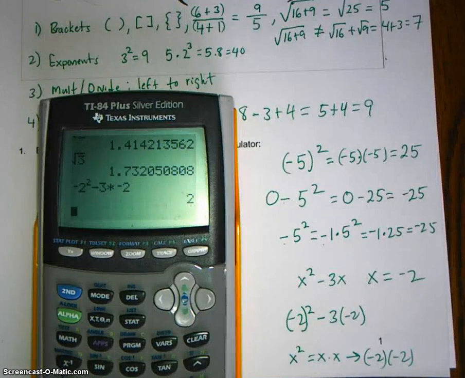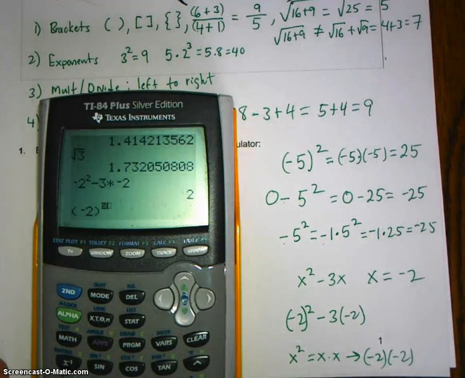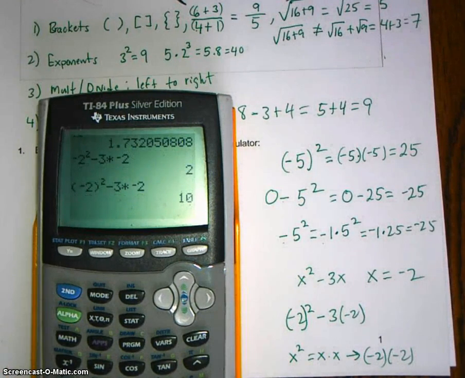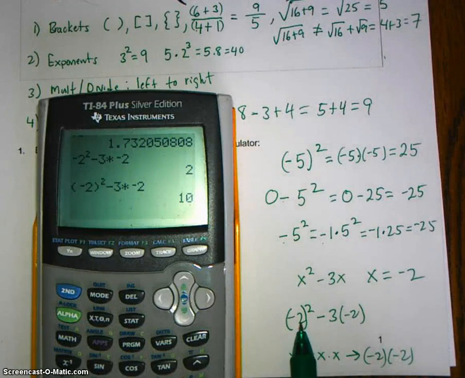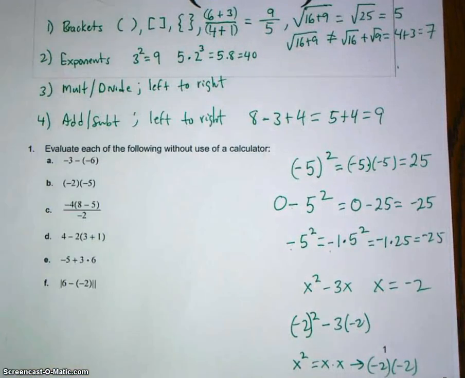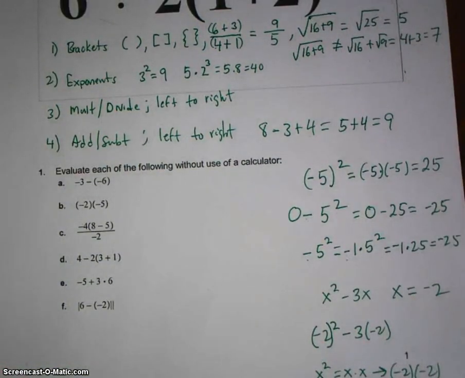So this is going to be a big, big thing I'm going to deal with later, that when you're plugging in negative numbers, always put them in parentheses. Because then when you use your calculator, you'll get the right answer. The correct answer is 10, because this is 4. 4 plus 6 is 10. All right, we got time for a few examples, then I'll have to pause and start part 2.